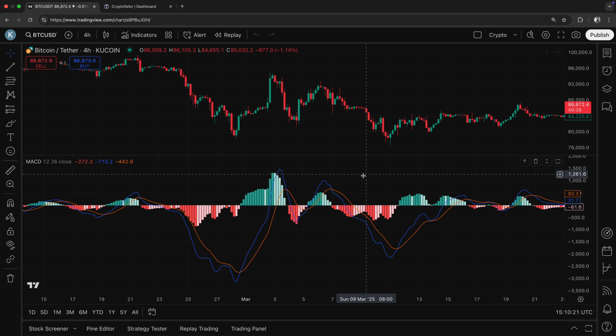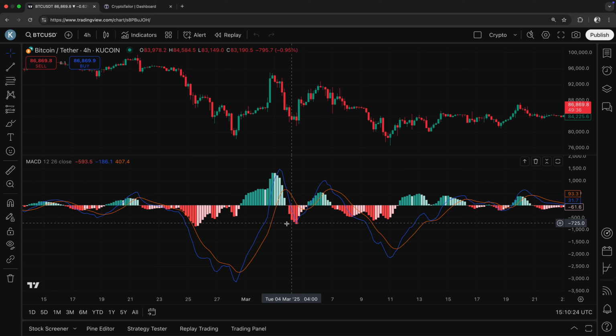The MACD indicator consists of three primary components: the MACD line, the signal line, and the histogram. The MACD line represents the difference between the 12-period and the 26-period exponential moving average, measuring momentum and trend direction. The signal line is a 9-period exponential moving average of the MACD line itself, providing a smoother representation of its movement. Finally, the histogram illustrates the distance between the MACD line and the signal line, visually indicating momentum strength and shifts in market direction.